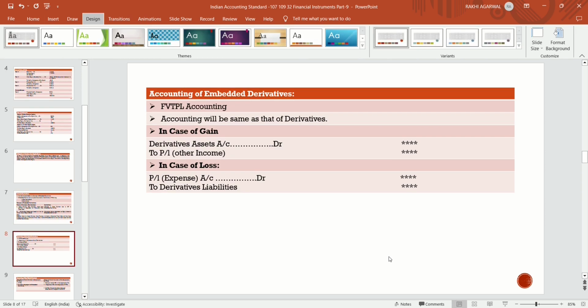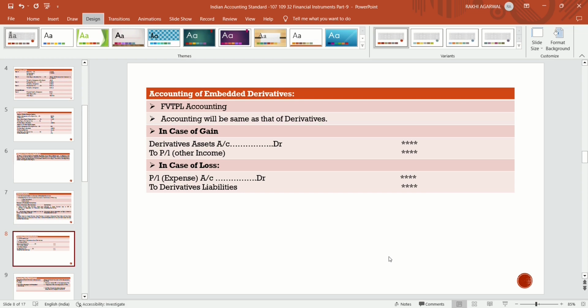How will we make the accounting entry of an embedded derivative? A derivative is always recognized at fair value through profit and loss account, and the accounting will be the same as that of the derivative, because an embedded derivative is the same as a derivative.